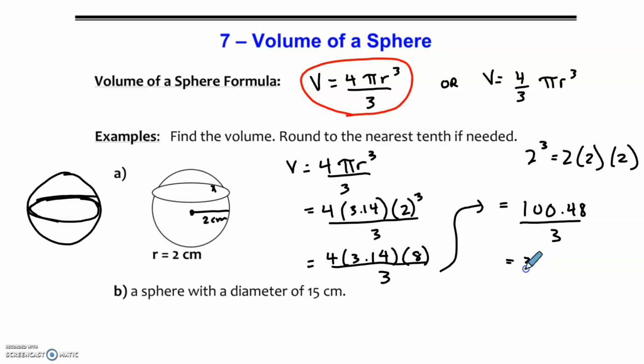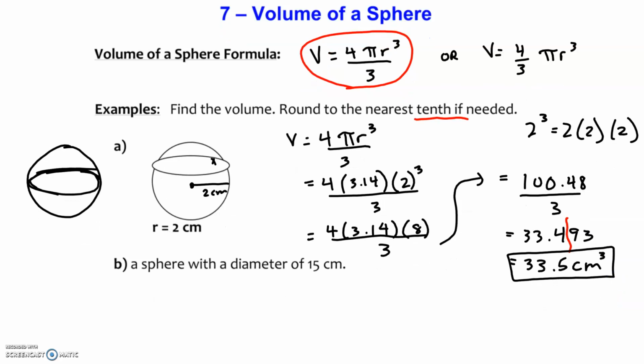And I have 33.4933333, and it keeps going. So the instructions say to round to the nearest tenth. That means one number after the decimal, so I'm rounding to 4. The 9 says to go up, so my final answer is 33.5 centimeters cubed.